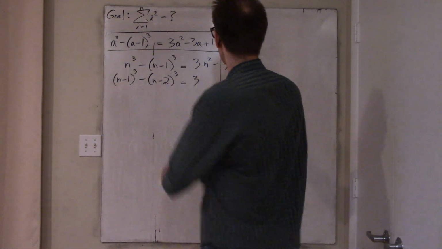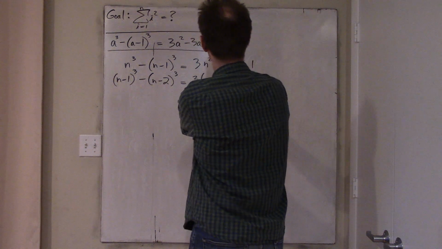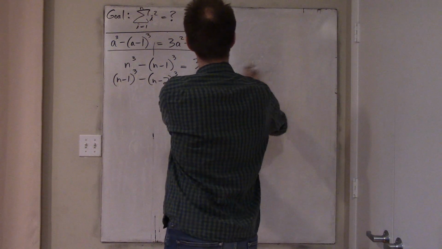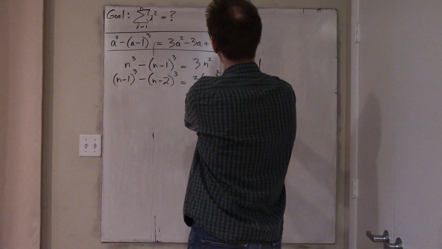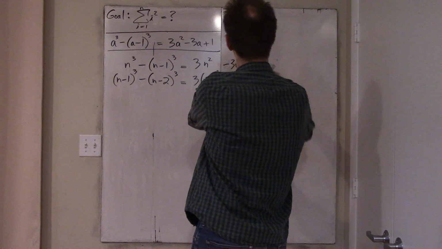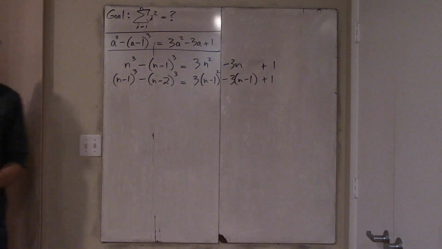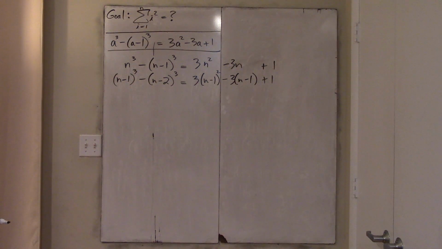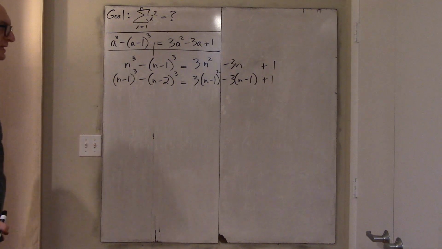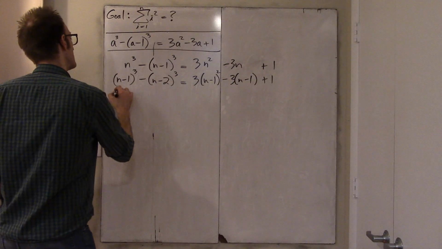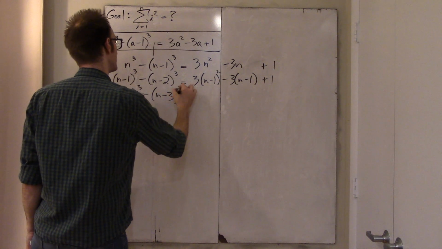So this is 3 times (n minus 1) squared minus 3 times (n minus 1) plus 1. Just try it like that. Okay, looking good. It's just this formula, but a is n minus 1. Hopefully that's clear. All right, let's do it again: (n minus 2) cubed minus (n minus 3) cubed.